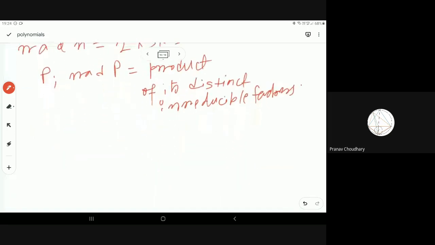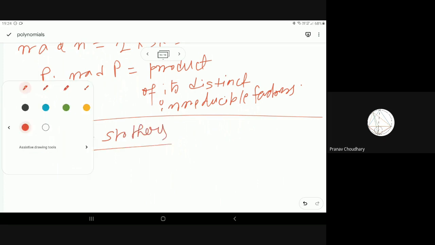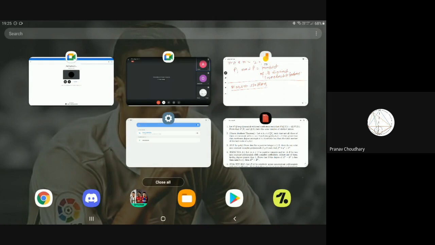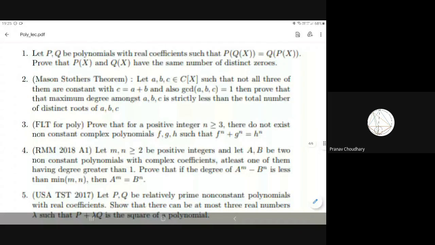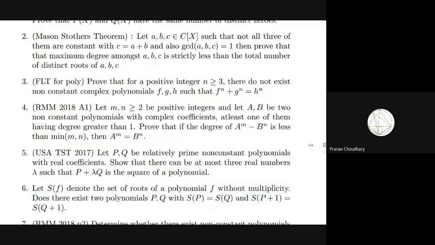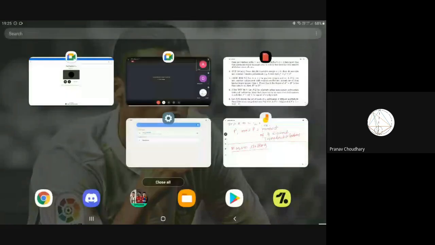So what the Mason-Stothers theorem tells you is this. Why am I covering this theorem? Because the proof is very instructive and will help you a lot. There are a lot of takeaways from how we prove this theorem, and it will help you in solving some other problems. For example, you can solve questions 3, 4, and 5 using what you learn from this proof.